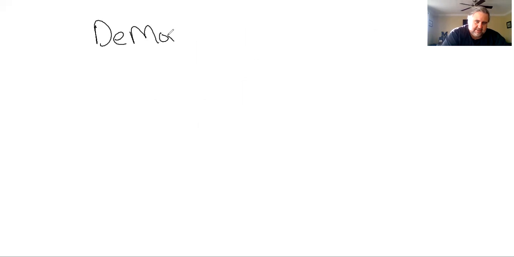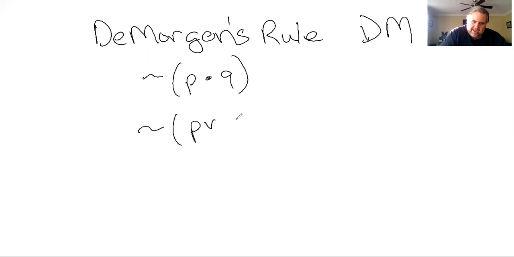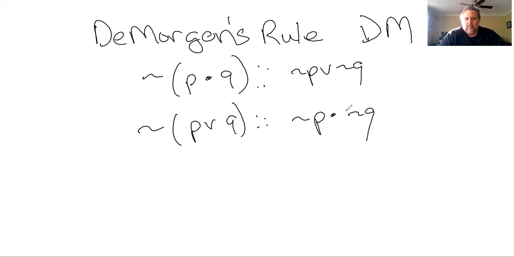The first one is De Morgan's. And De Morgan's rule, and we usually abbreviate DM, is the idea that tilde (P dot Q) or tilde (P wedge Q) means tilde P wedge tilde Q or tilde P dot tilde Q. Now what happens here is whatever the main operator is within the parentheses has to be switched. So if it's a dot, it becomes a wedge. And if it's a wedge, it becomes a dot. But then in order to move the tilde in, you then negate it.